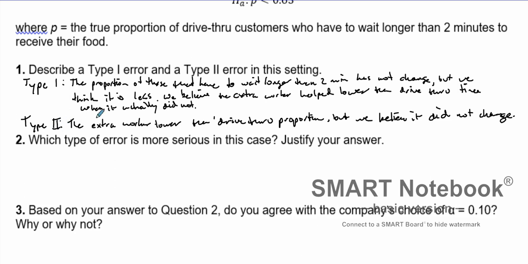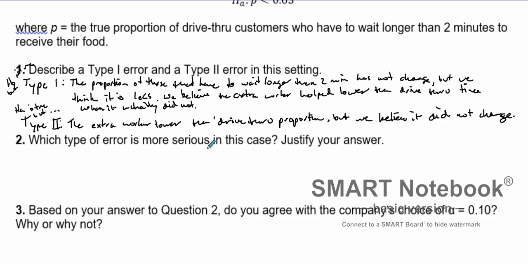Type 2 errors are where the alternate is true. That is actually true, but we think otherwise. So in actuality, the drive-through proportion decreased. It did lower the drive-through proportion, but we believe it did not change. In a type 1 error, the null hypothesis actually is true, but we think otherwise. That means the proportion that have to wait longer than 2 minutes has not changed, but we believe it has. So essentially, we believe the extra worker helped lower the drive-through times when it actually did not.